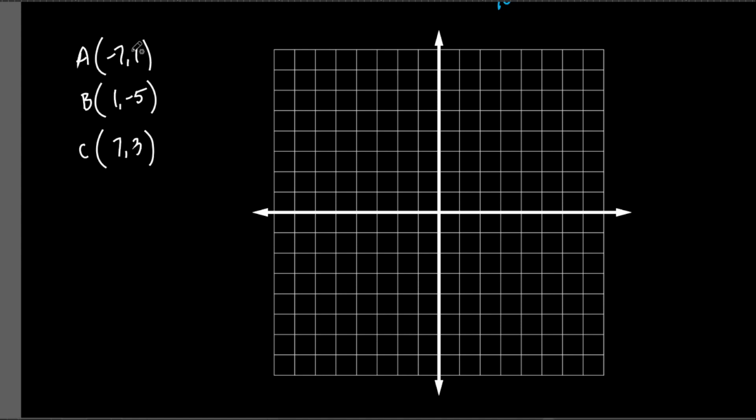So let's plot the points negative 7, 1. Do I have 7 places? I hope I do. 1, 2, 3, 4, 5, 6, 7. Sure do. Negative 7 what? 1. So that's point A. Everybody got that? We did this a long time ago.